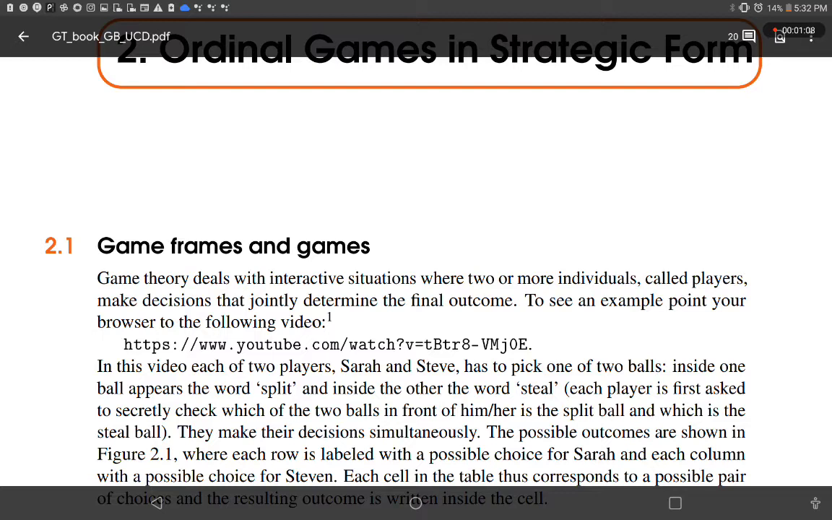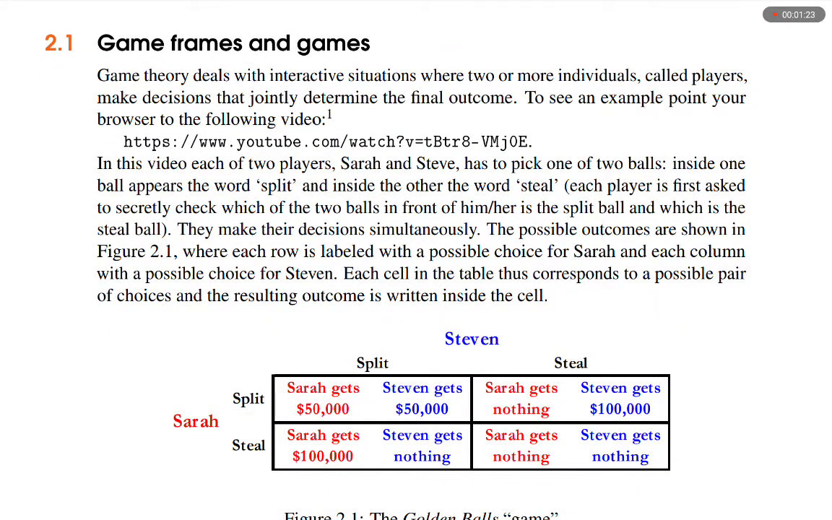The possible outcomes are shown in Figure 2.1, where each row is labeled with a possible choice for Sarah and each column with a possible choice for Stephen. Each cell in the table thus corresponds to a possible pair of choices and the resulting outcome, which is written inside the cell. We have a 2 by 2 grid, and on the horizontal side is split and steal, and also on the vertical side is split and steal.